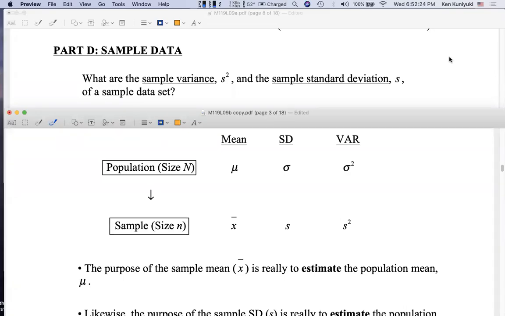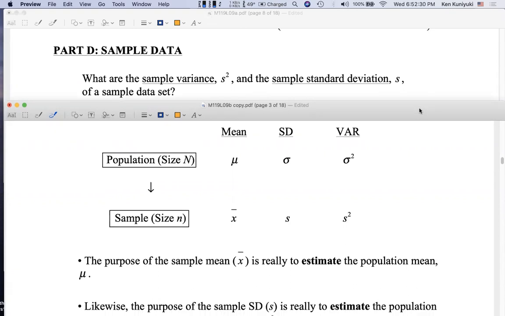Hi everyone. Let's say that instead of population data, we have to rely on sample data, such as the results from a survey. Well, if we have sample data of size little n, we can calculate a sample mean, x bar, and from that, we can calculate a sample standard deviation, s, and a sample variance, s squared. In fact, we're going to calculate the sample variance first, just as we calculated the population variance first last time.